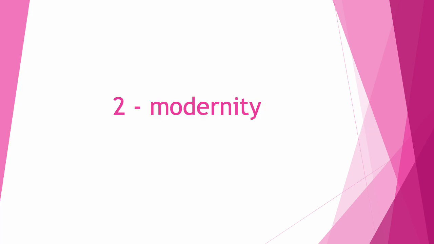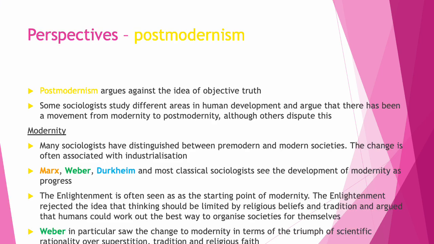Now we're going to look at modernity. Postmodernism argues against the idea of objective truth. Some sociologists study different areas in human development and argue that there has been a movement from modernity to postmodernity, although others dispute this. Many sociologists have distinguished between pre-modern and modern societies. The change is often associated with industrialization.